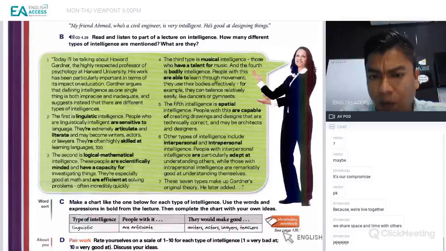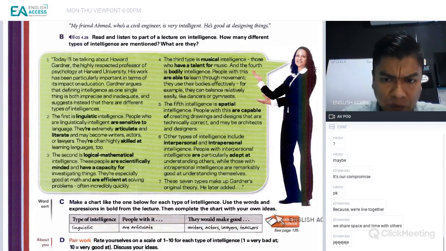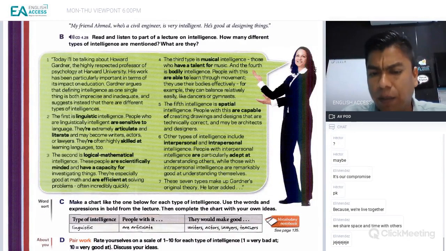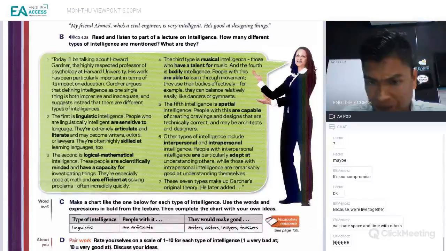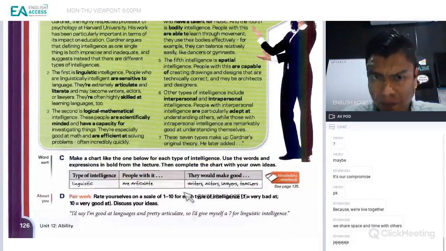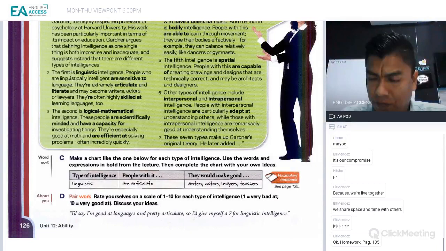On vocabulary notebook, on your page 135, you're going to find 2 or 3 activities that you can do as homework. Yes, and then we'll find a way to check your work so you can grade. We can have it graded for you. Thank you very much. Yes, 135.